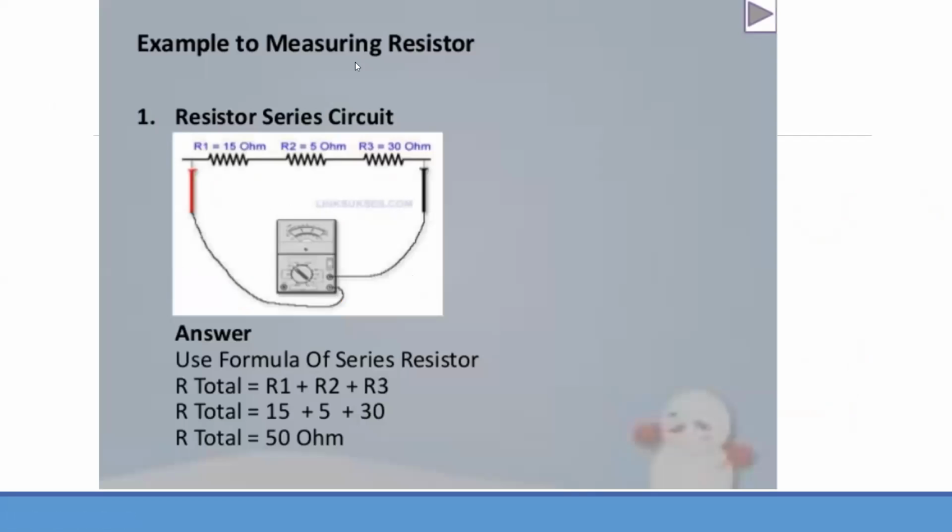Now let's have an example here. This is for a series circuit. If we have here R1 is 15, R2 is 5, and R3 is 30. To find the R total, you have to add them. 15 plus 5 plus 30. So the R total here is 50 ohm. This is in series.